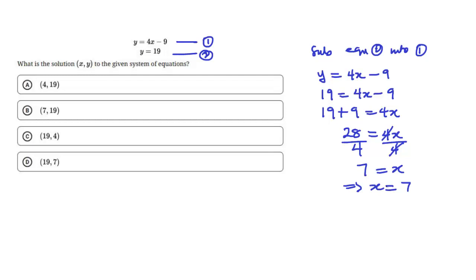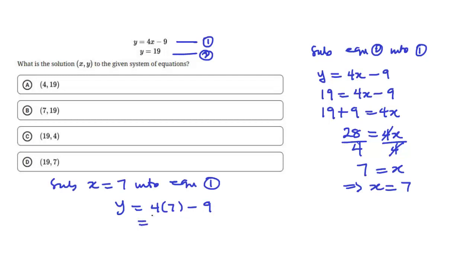Then to get the value of y, we cannot substitute it back into equation 2 because equation 2 is only a function of y. It's not a function of x, rather. So we have to take it back to equation 1. So if you take it back to equation 1, you now say substitute x, which is equal to 7, into equation 1.